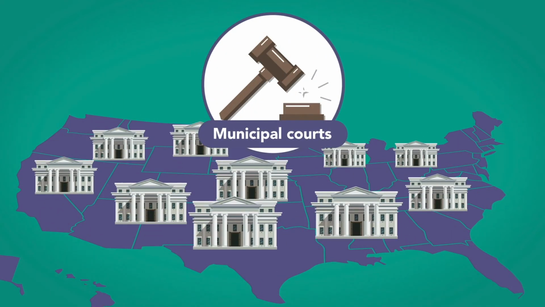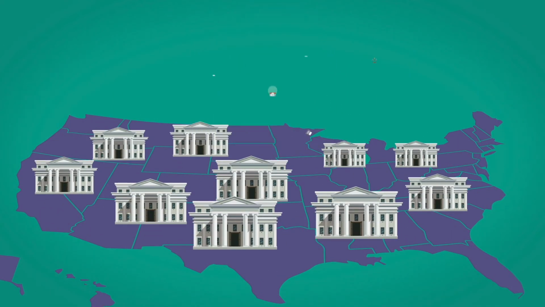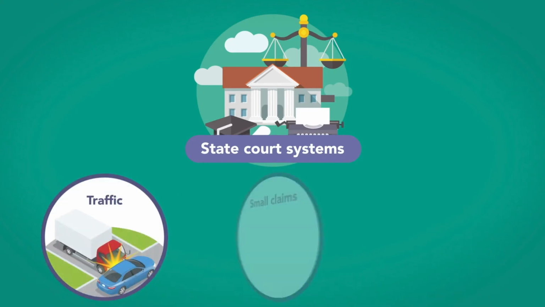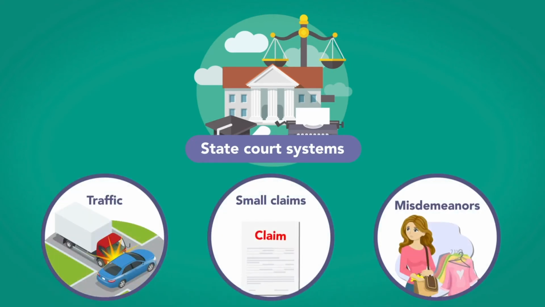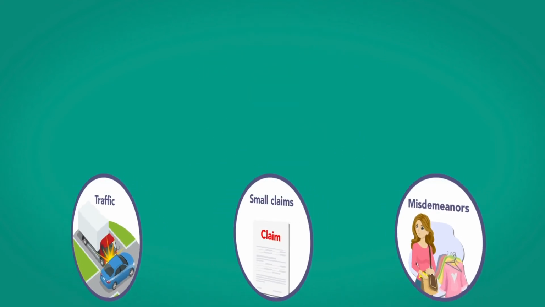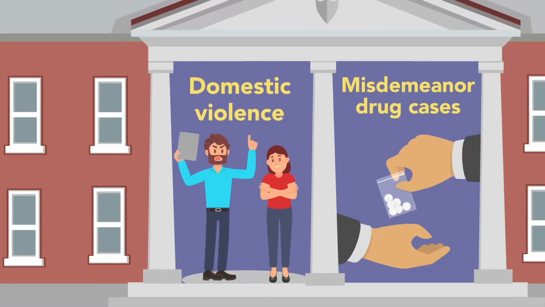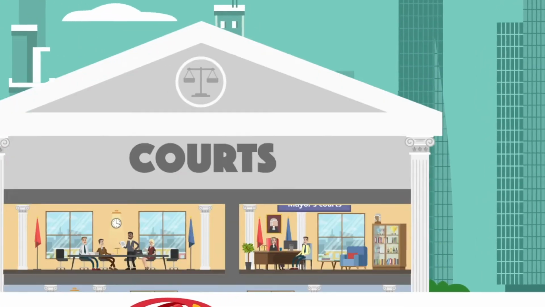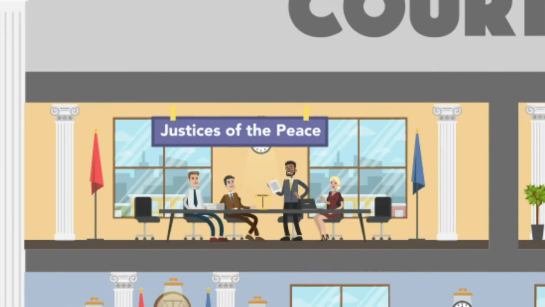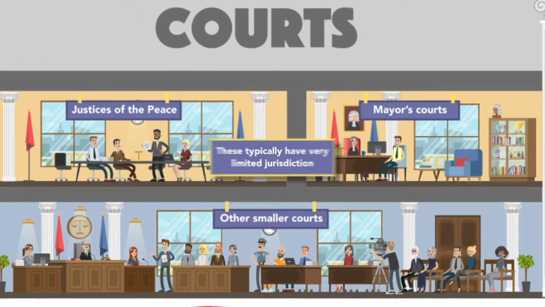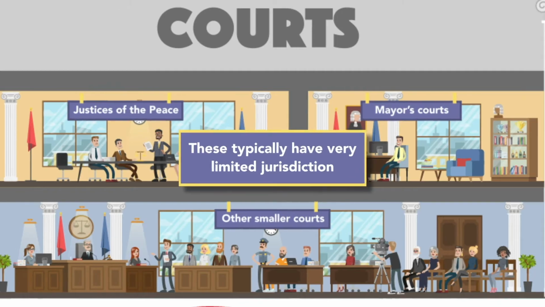Municipal courts, which are local courts that are parts of their state court systems, handle traffic, small claims, and misdemeanor cases. Some localities set up special courts to handle specific matters, such as domestic violence or misdemeanor drug cases. Some cities, towns, and villages have mayor's courts, justices of the peace, and other smaller courts. These typically have very limited jurisdiction.